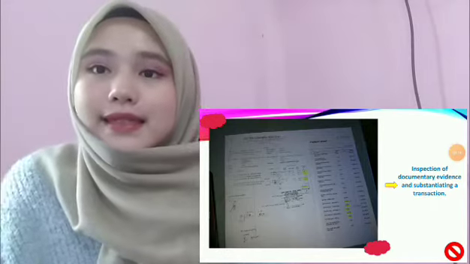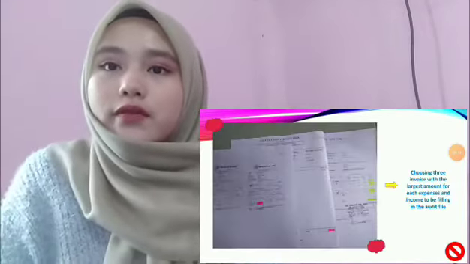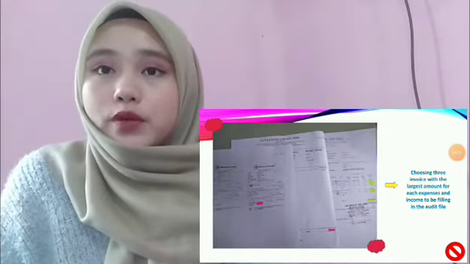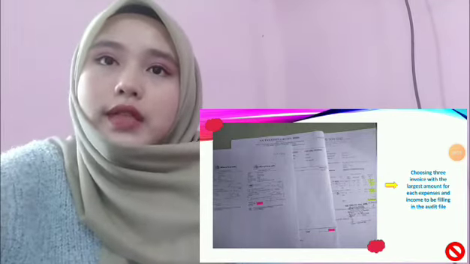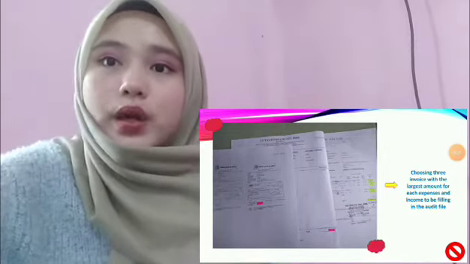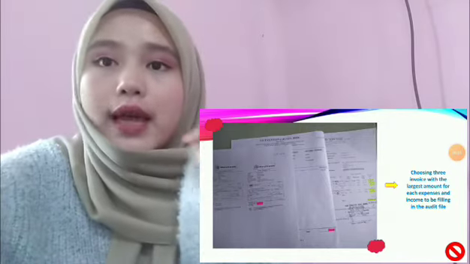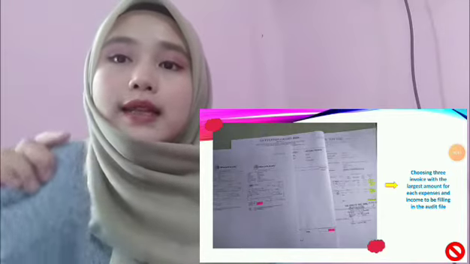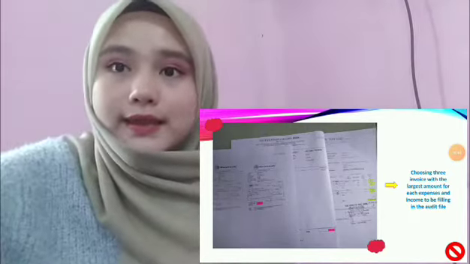The next task is sampling. Choosing 3 invoices with the largest amount for each expense and income to be filed in the audit file. The evidence of sampling is the highlighted amount in the picture. Make sure the highlighted amount is the amount that you had vouched. And we need to highlight both in the ledger and also in the document.